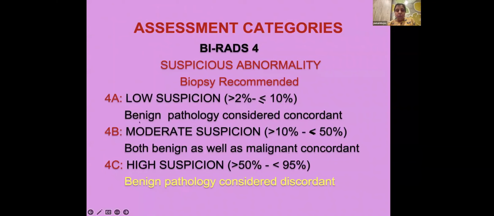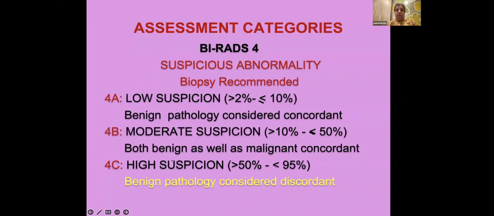Okay, so if you have a 4A, a benign pathology will be considered concordant once you have biopsied the lesion. Now, for all of BI-RADS 4, you have to carry out a biopsy. If the lesion result comes back as benign and you've given it a 4A, it's considered concordant with pathology. So there is radiology pathology concordance. That is what has to be established by giving this 4A, 4B, 4C. 4B, where there's moderate suspicion, but both benign as well as malignant are considered concordant.